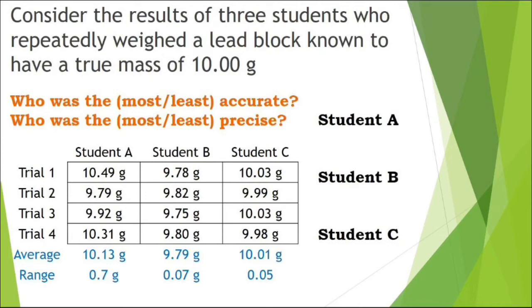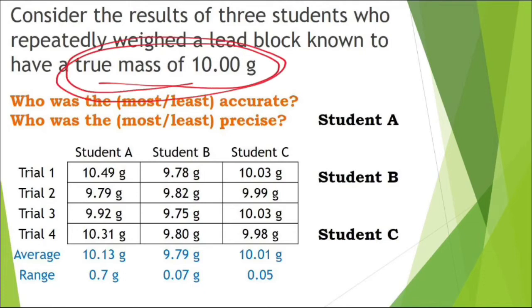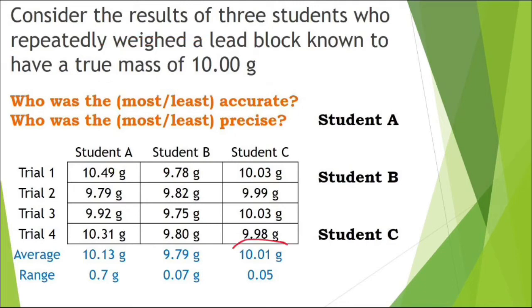So if we start by looking for who was the most accurate, like we just said up above, accuracy comes by looking at the averages and finding which one is closest to the true or accepted value. And up here at the top, above the table, it tells us the true value is 10, and the student who is closest to 10 is student C. So we can say that student C is the most accurate.